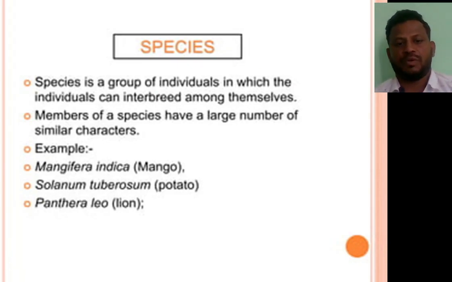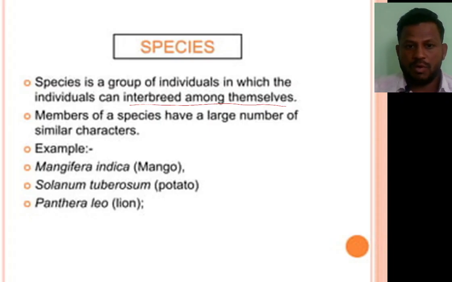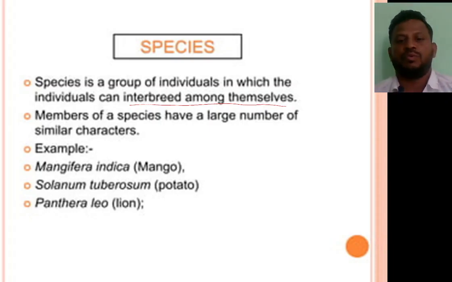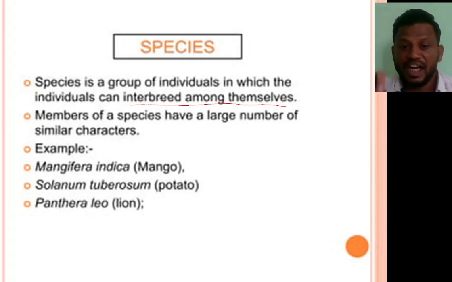Species stands for a group of individuals in which the individuals can interbreed among themselves. This is very important. Here we can say that is the cat, that is the dog. They are going to interbreed only within their own species, that is known as the species. Species means cat is the species, okay?